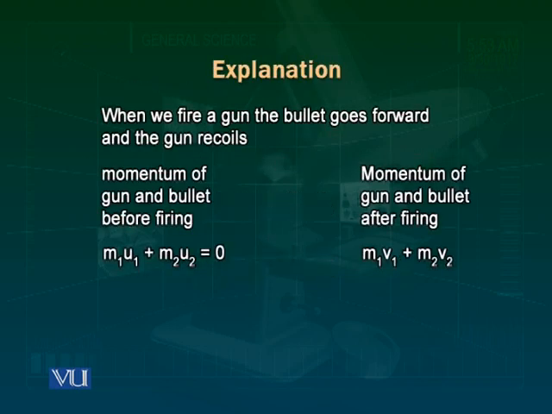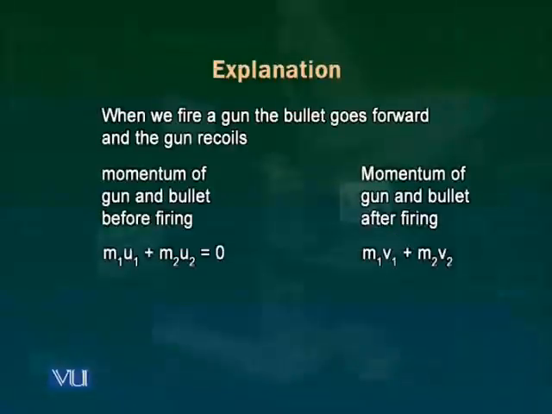Now, let us apply this case of momentum to a gun which is firing a bullet. When we fire a bullet with a gun, the bullet goes in one direction, the gun recoils in the other direction. Now, what is the momentum of the gun and the bullet before firing? Of course, when you have a gun in my hand, the bullet is inside the gun, both are at rest.